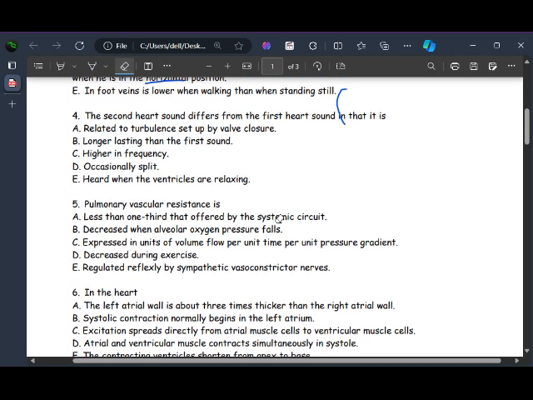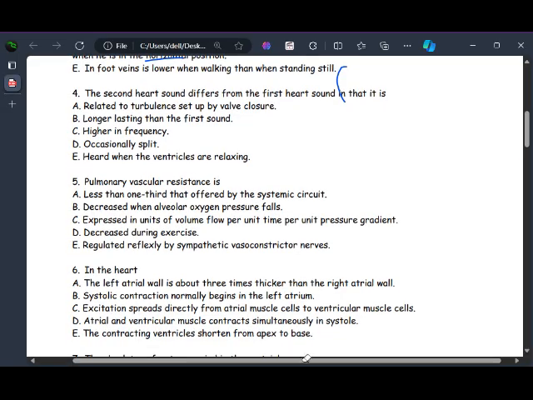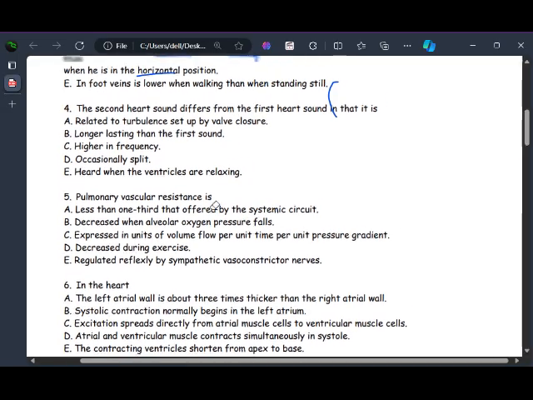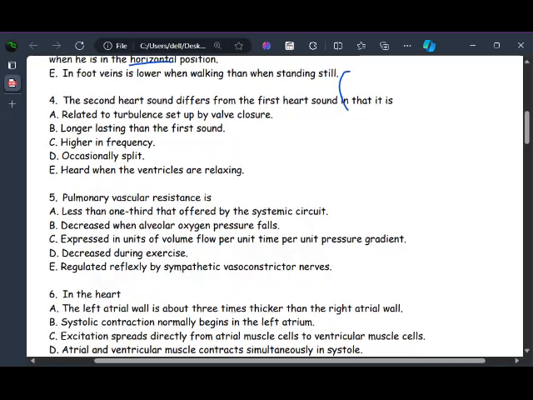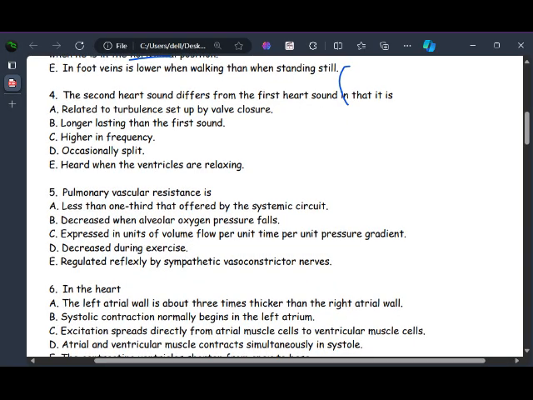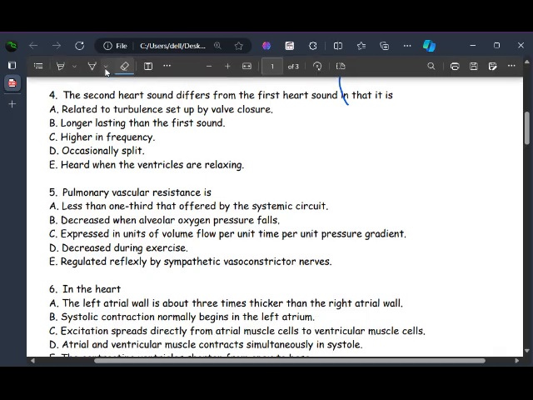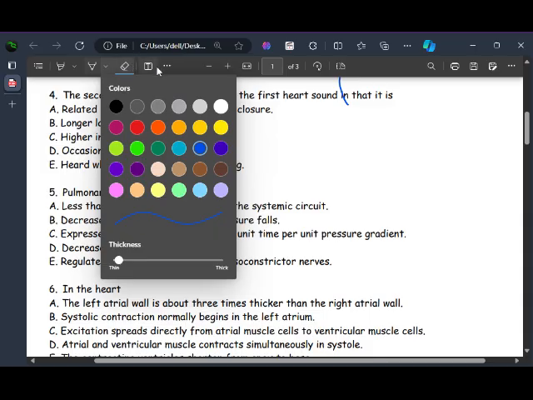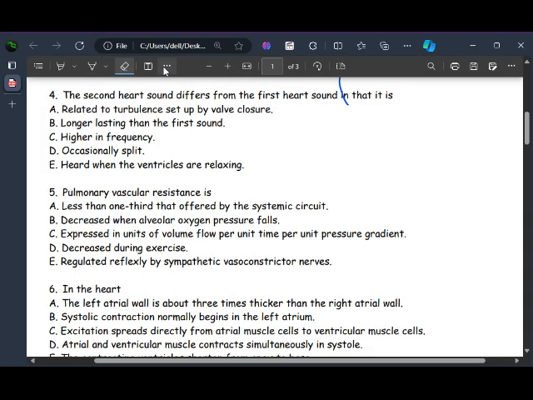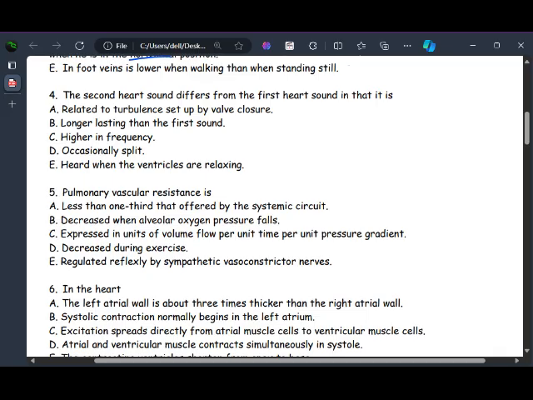All right, question number 4. Hope I can be done in quick time. Question number 4: the second heart sound differs from the first heart sound in that it is... Okay, we've now gone to heart sound. So this tutorial was basically mostly dealing with a lot of CVS, and then added just GIT, maybe 2 questions at the end.